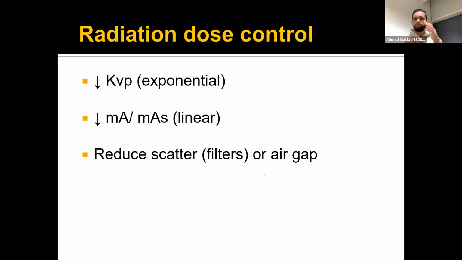So another way to decrease the dose, you can decrease the kVp, you can decrease the milliampere, all right? Or you can reduce scatter by using the filters. Remember the aluminum filter I talked about? You can use that too to decrease the dose, or you can decrease the air gap, which is already decreased.